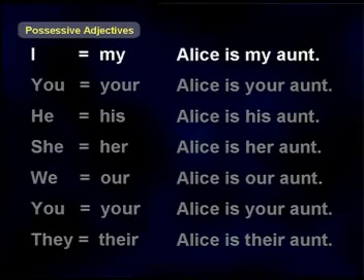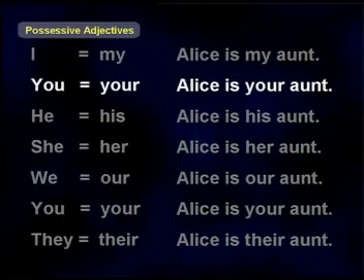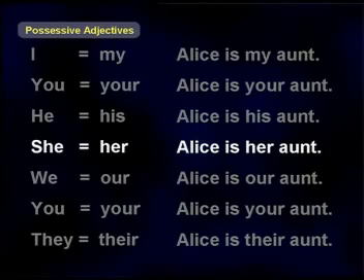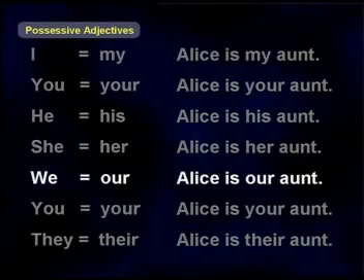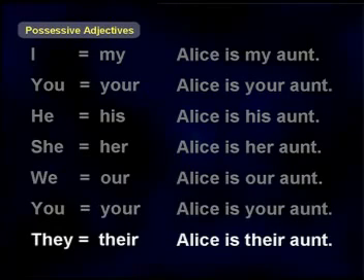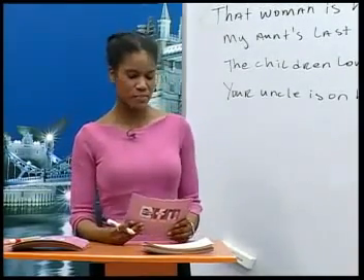I, my, Alice is my aunt. You, your. Alice is your aunt. He, his. Alice is his aunt. She, her. Alice is her aunt. We, our. Alice is our aunt. You, your. Alice is your aunt. They, their. Alice is their aunt. Very good. Let's review the possessive adjectives.